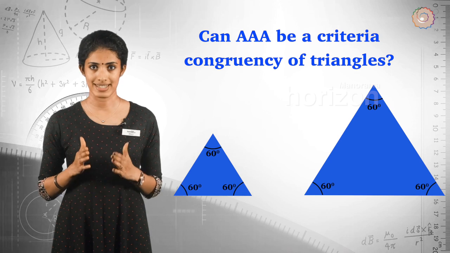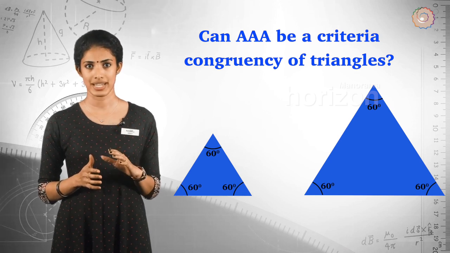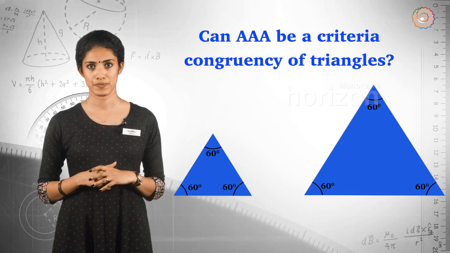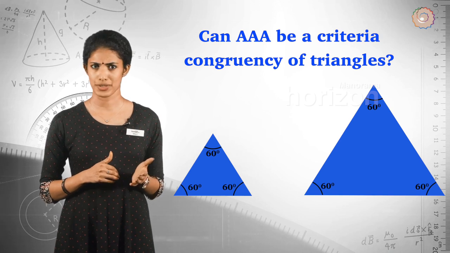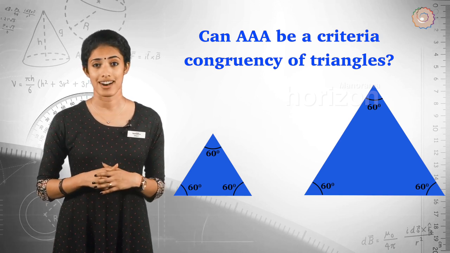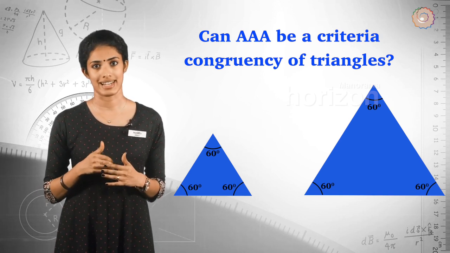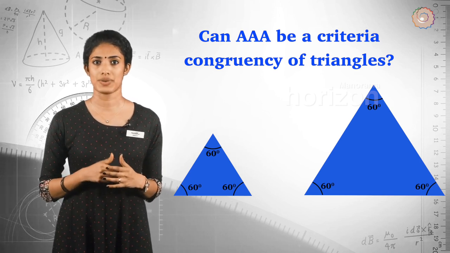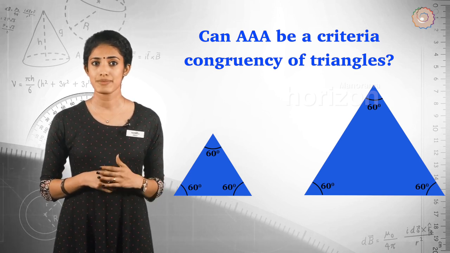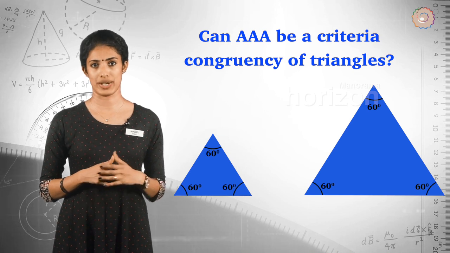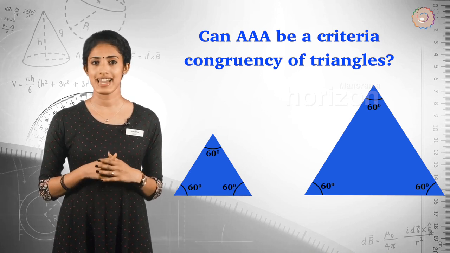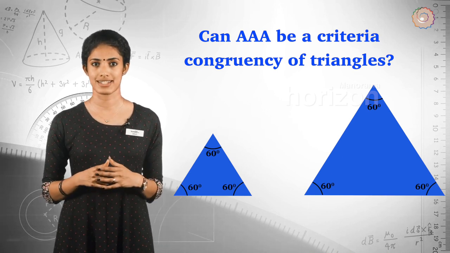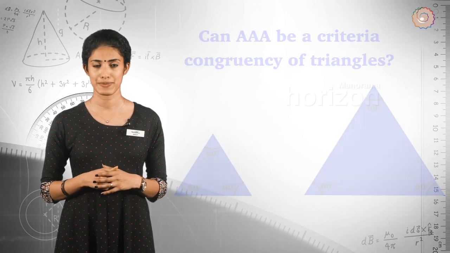There are two triangles here, each of which has 60 degrees with their respective angles. But do you think they are congruent? Their angles are the same, but they differ in their lengths, right? Yes, it does not satisfy the congruency condition. They are similar triangles, but they are not congruent. Therefore, the AAA criterion does not exist for the congruency of triangles.